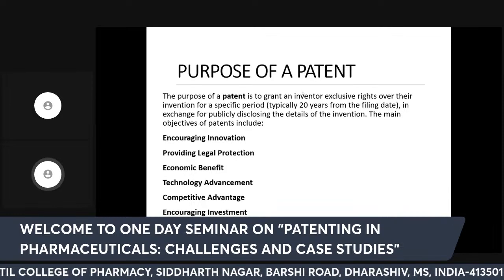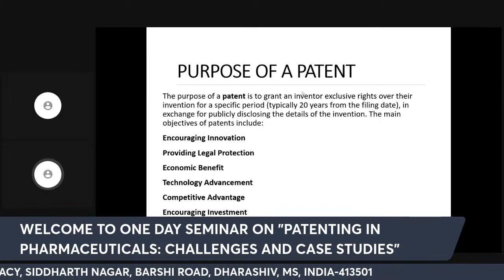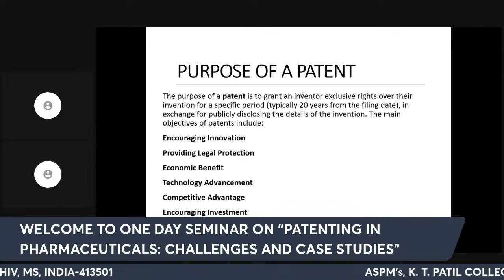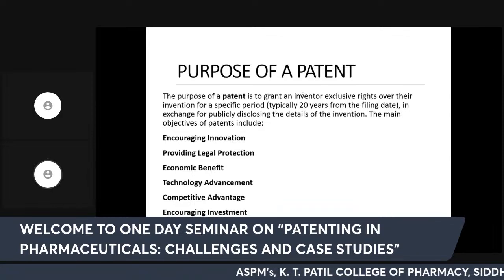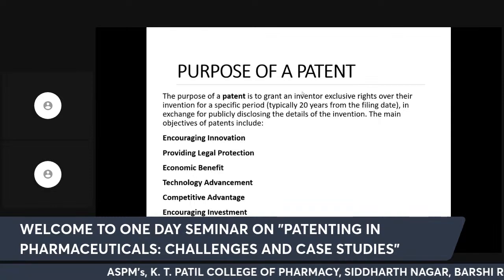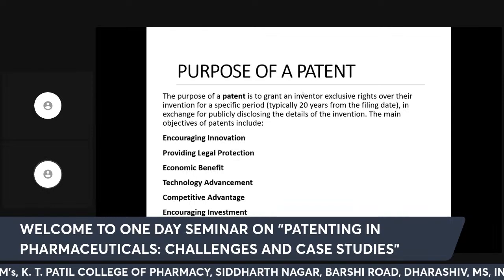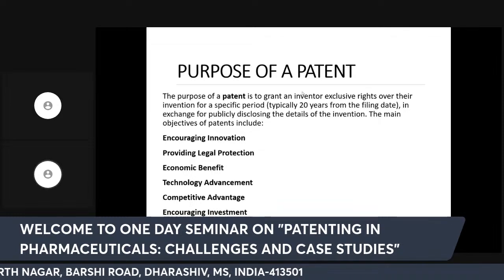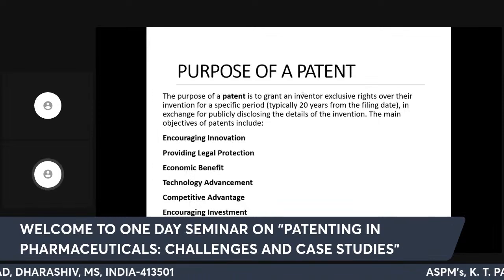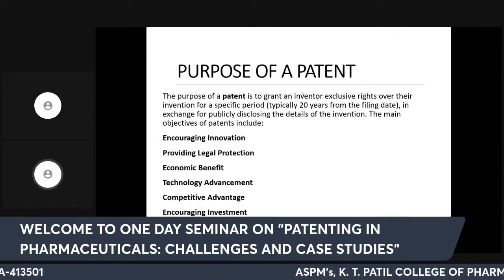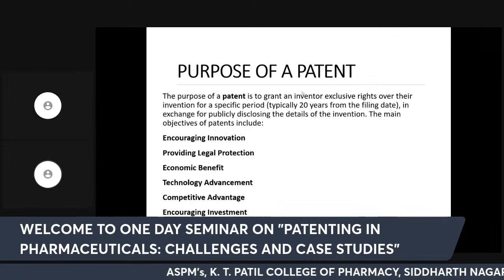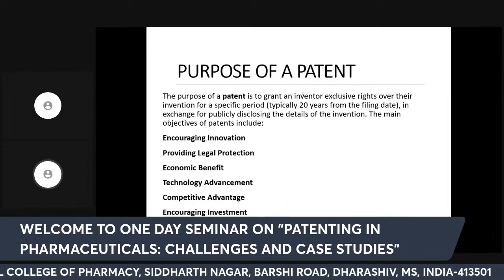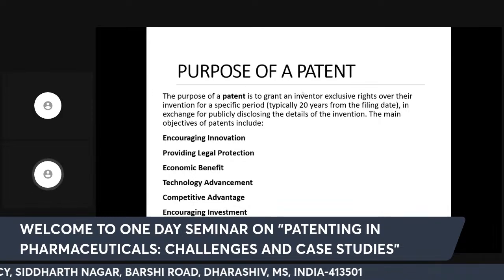Next is technological advancement. By publicly disclosing patented inventions, patents contribute to the pool of knowledge, allowing future innovation to build upon existing ones. Competitive advantage: companies can secure a market position by preventing competitors from copying or using the patented technology. Next is encouraging investment. Investors are more willing to fund innovative businesses if strong IP protection exists, ensuring a return on investment. So, these are the purposes of a patent. These help us to register a patent, and these help us to protect our work.